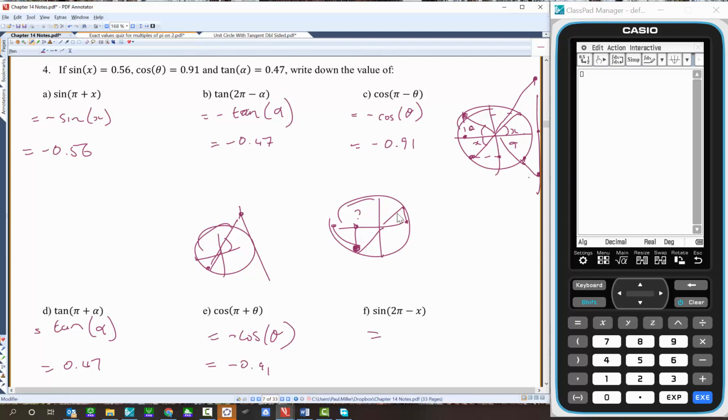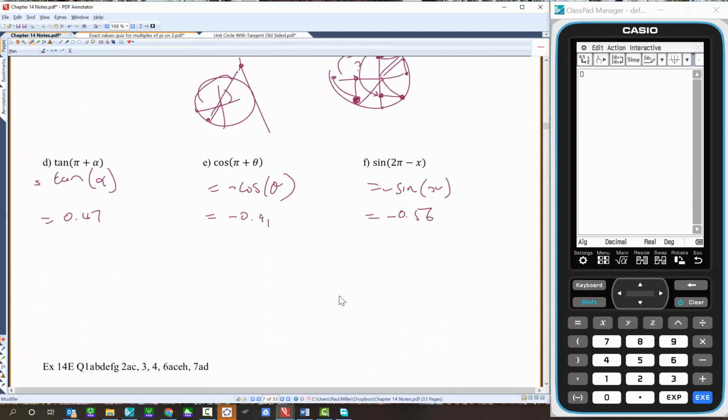2 pi take x. So we're at 2 pi, and we're going to rock back x. There we are there, and we want the sine. So why don't we get x in the first quadrant, which will be this one, and stick a negative out the front. So that's negative sine of x. Sine of x is 0.56, so this is negative 0.56.